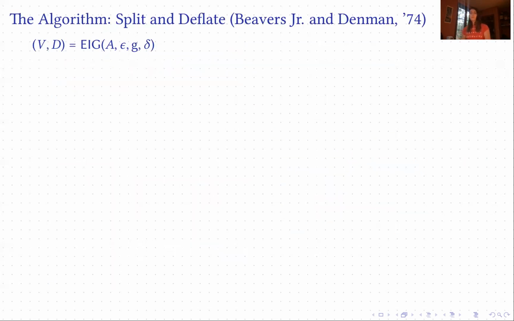Okay, so this is how we pre-process, but how does the algorithm work once we do so? So we analyzed a variant of a classic algorithm that I believe is due to Beavers Jr. and Denman from the 70s. As I just said, our variant takes as input A, epsilon, and a grid, together with a promise that the epsilon pseudospectrum of A is shattered with respect to the grid. So A here is the noised matrix, remember.